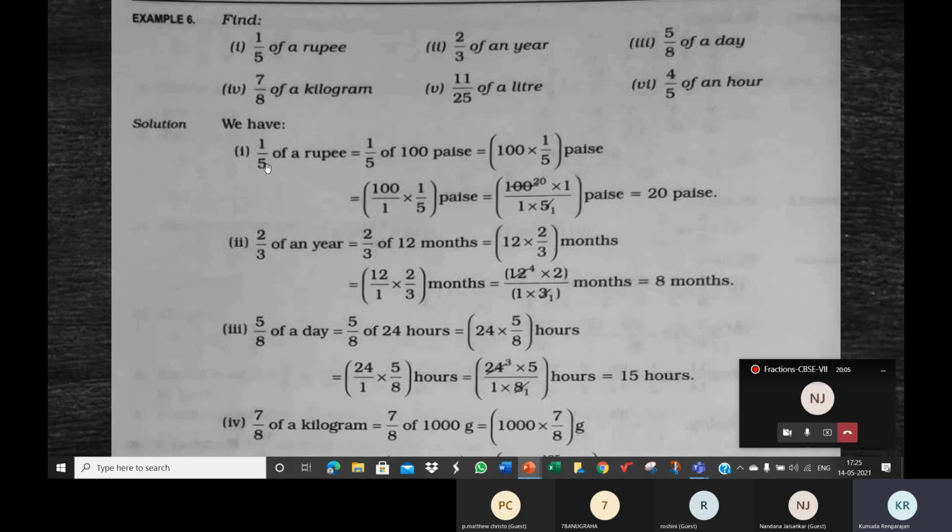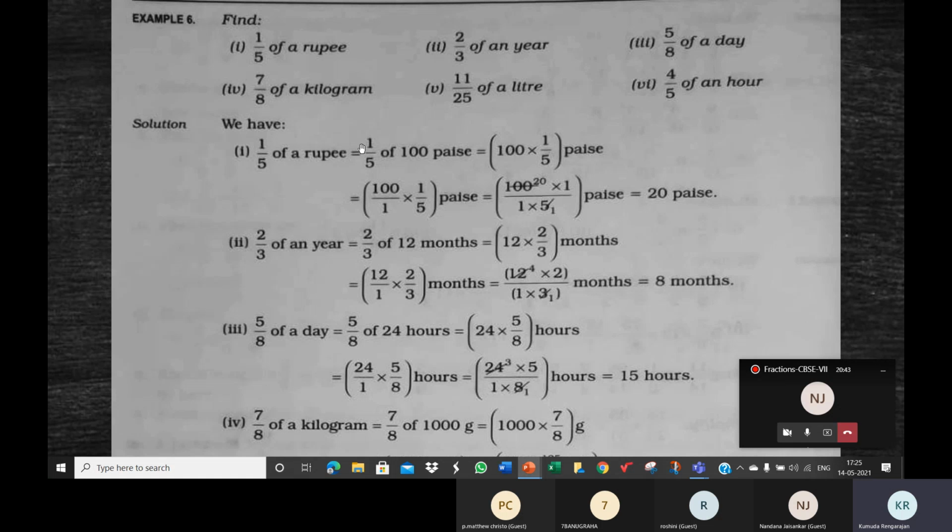Let's see the same answer again. We have to find 1/5 of a rupee. Of stands for multiplication. So 1/5 of a rupee means 1/5 of 1 rupee. And we know that 1 rupee is 100 paise. So 1/5 of 100 paise. Instead of a rupee, we write 100 paise because a rupee is equal to 100 paise.